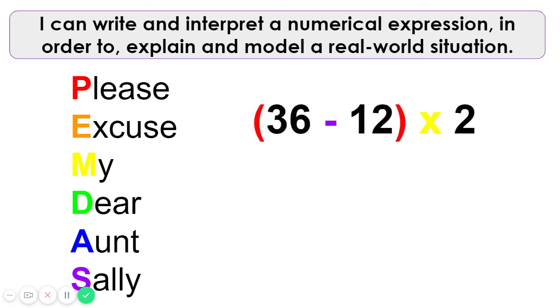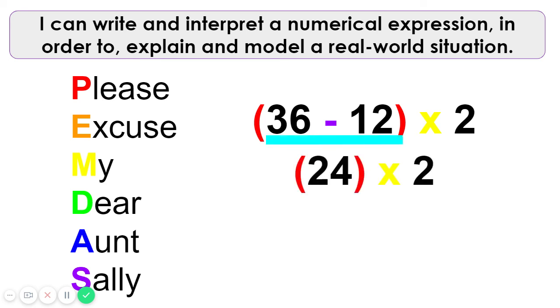(36 minus 12) times 2. I have 36 minus 12 in the parentheses, so that has to be done first. That gives me 24, and 24 times 2 is 48.